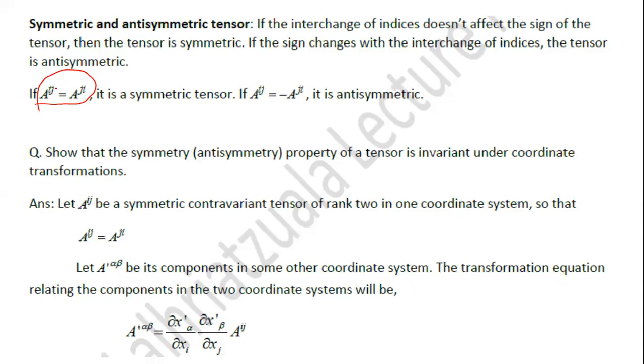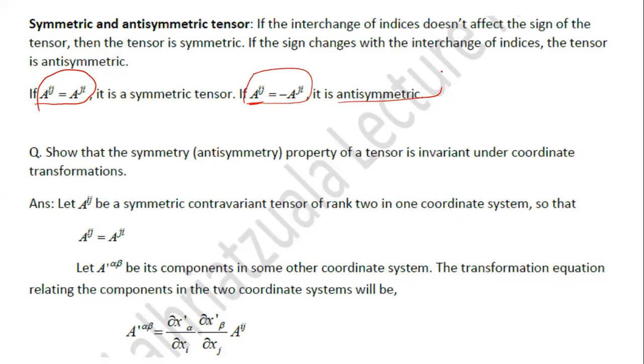And this Aij, with the indices in superscript, means this quantity is a symmetric tensor, which is a contravariant tensor of rank 2. Aij is equal to Aji. And if, when you interchange the indices, the sign of that quantity changes, like Aij is equal to minus Aji, then this is called antisymmetric tensor.